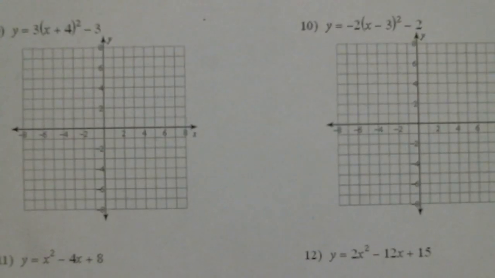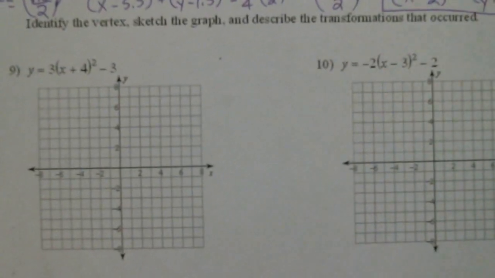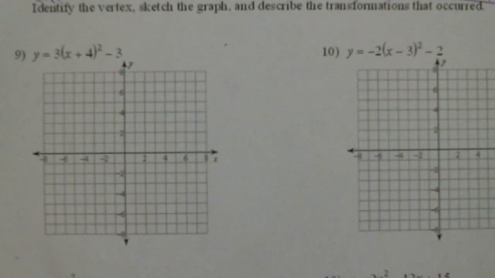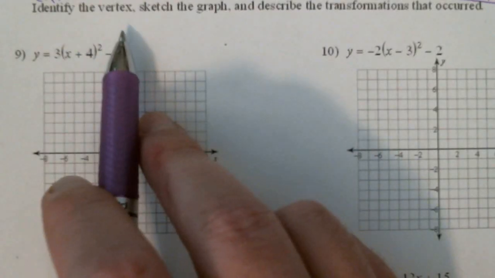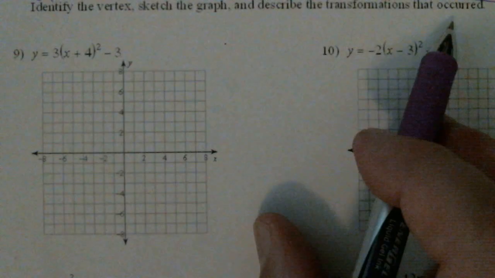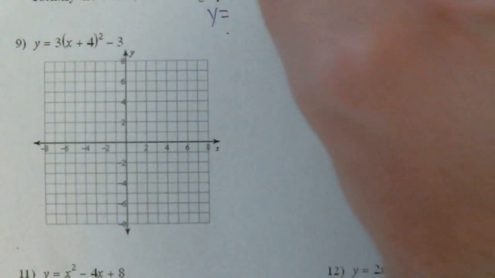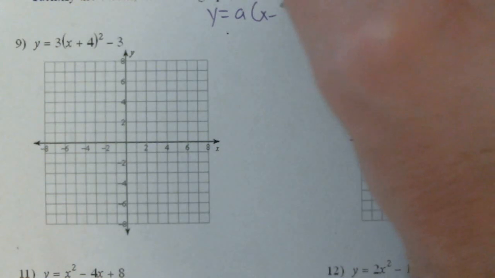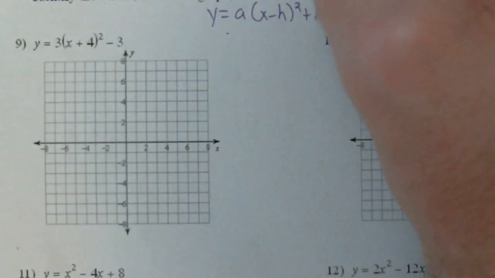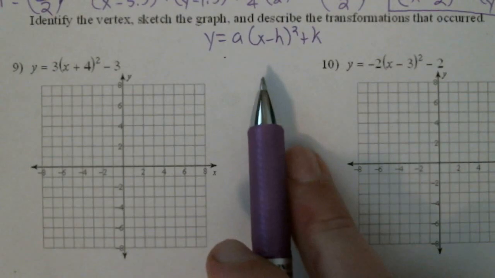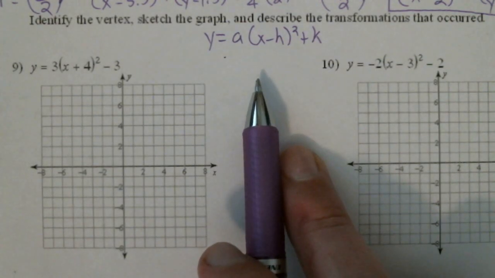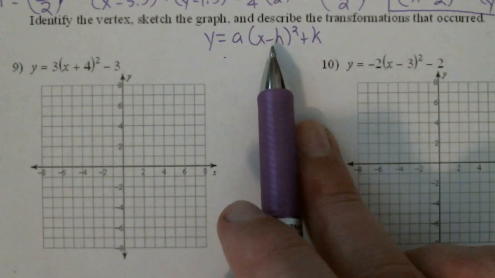All right, now these first two are pretty easy, and then number 11, number 12 are probably the hardest ones on the review that you'll see on the quiz. So it says, identify the vertex, sketch the graph, and describe the transformations that occurred. Okay, so when we're in vertex form, that's really easy. Y equals a times x minus h squared plus k. All right, when we're in vertex form, then it's easy to identify the vertex of the parabolas.